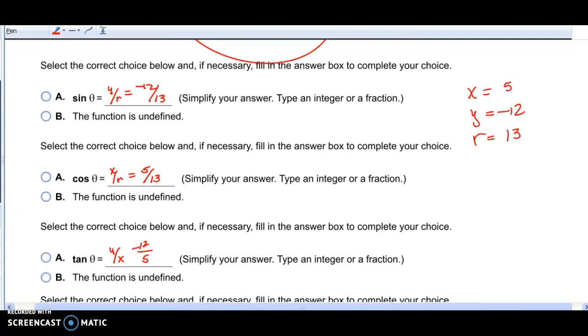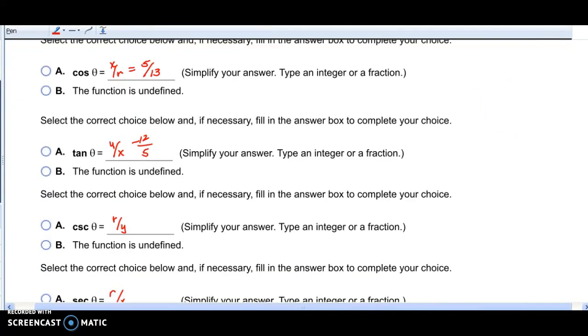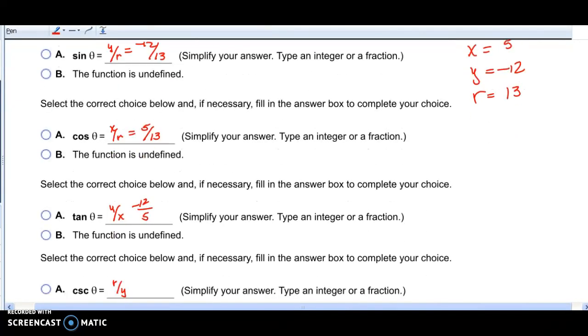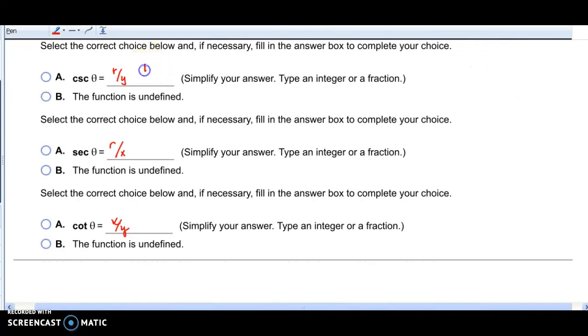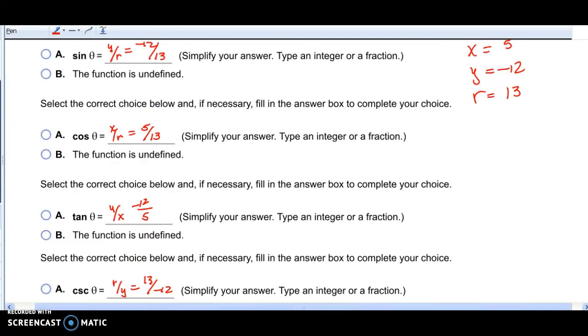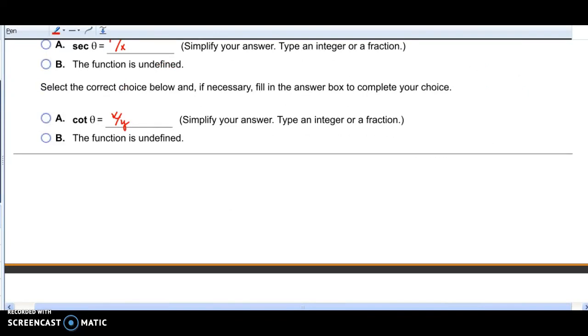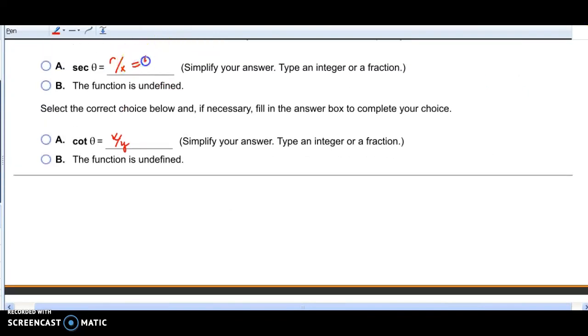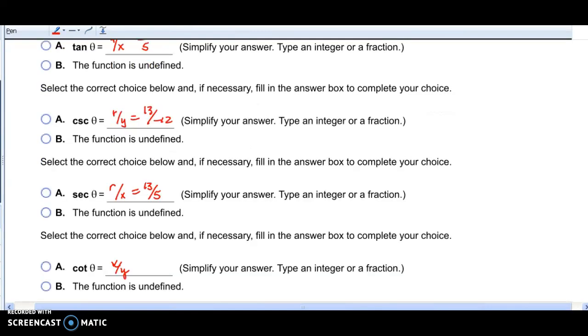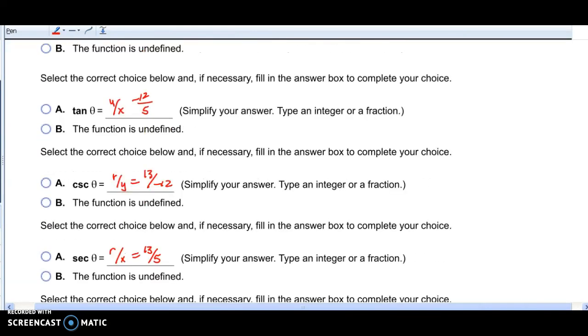And you can just finish the rest of them by doing your reciprocals. So I'll let you finish those out. r over y, is that it? So it'll be 13 over negative 12. Let me finish it up. 13 over 5. Oh, there we go. And then the last, cotangent, will be negative 5 over 12.